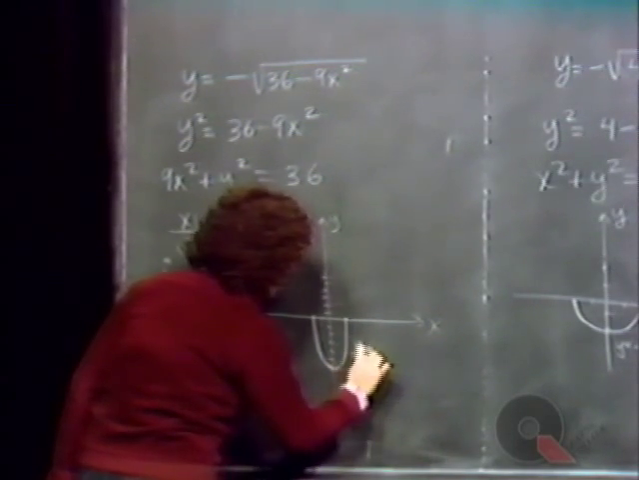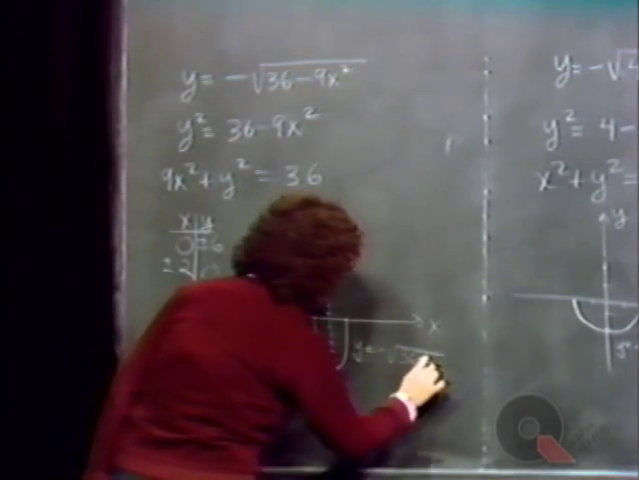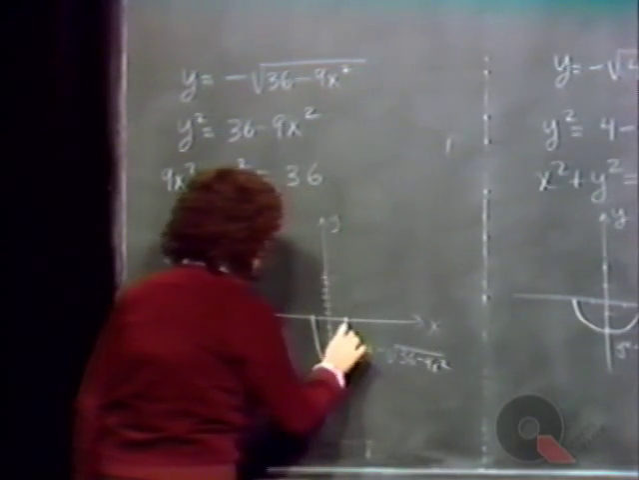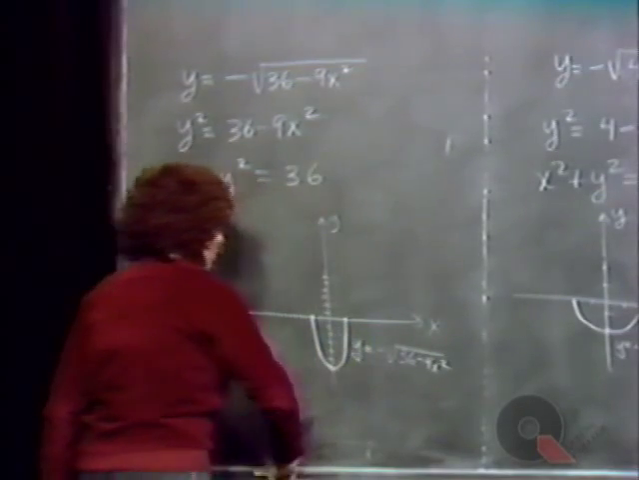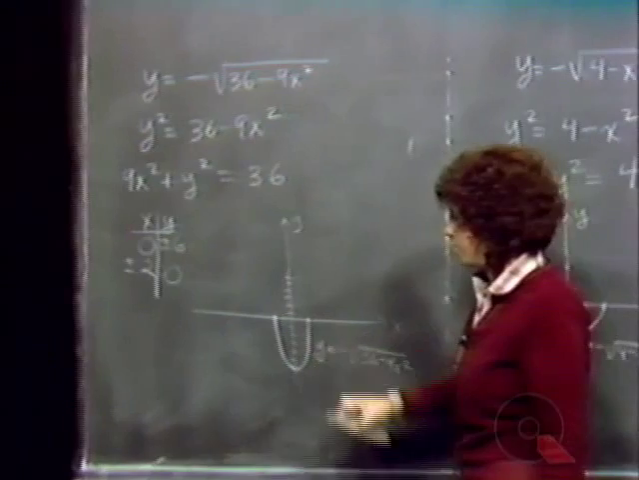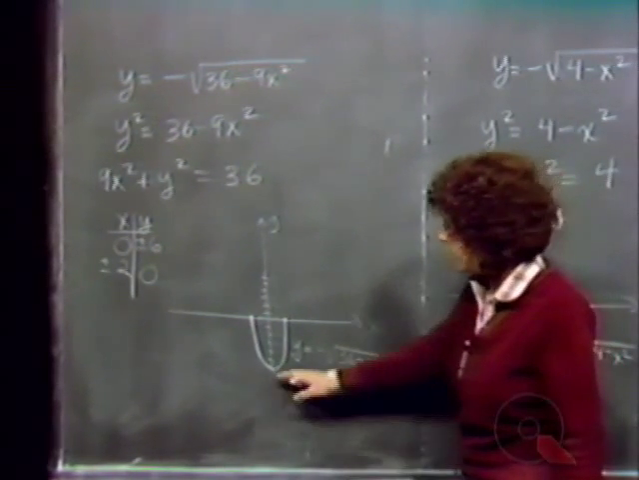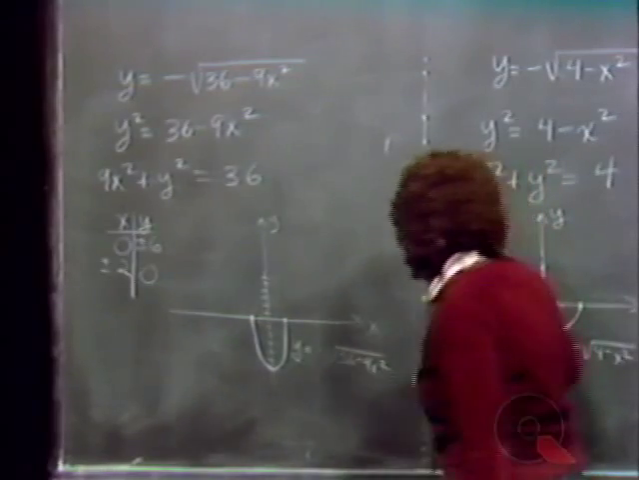Here is y equals the negative square root of 36 minus 9x squared. The domain is from minus 2 to 2, and the range, the y values that come out when you plug in those x values, is between minus 6 and 0.